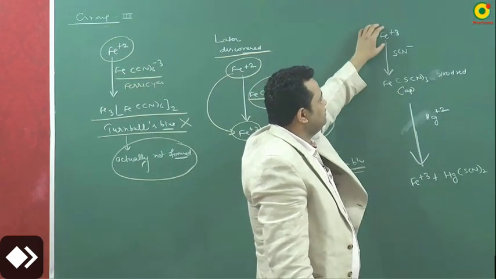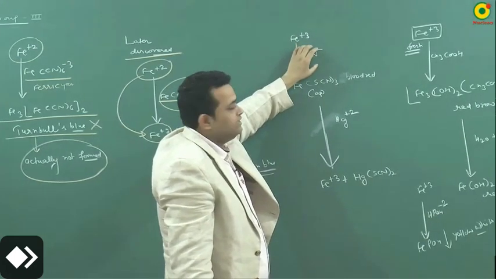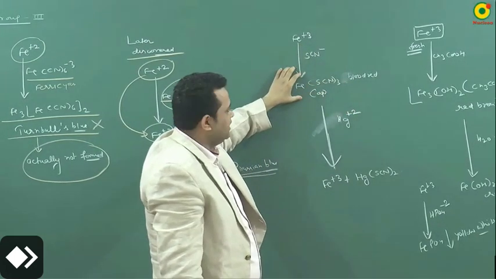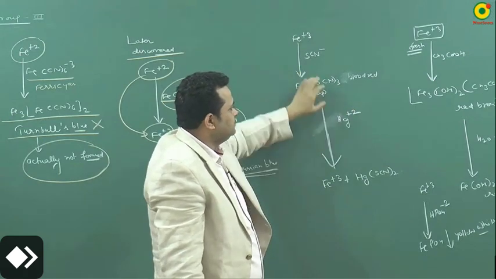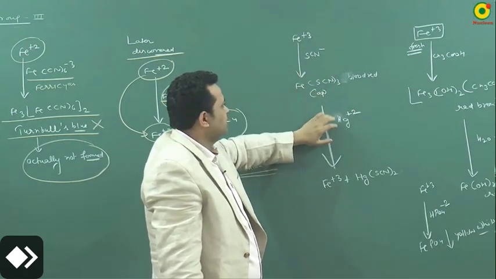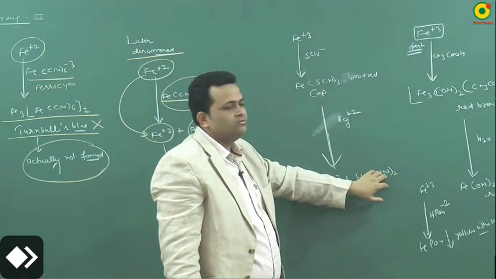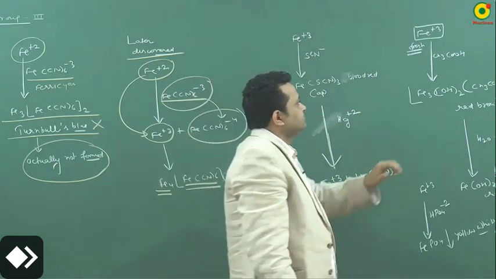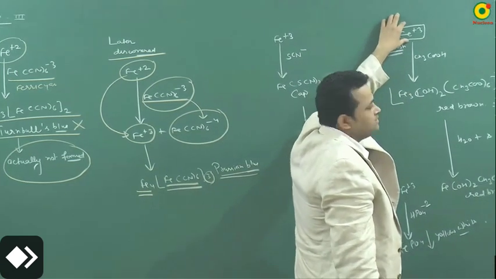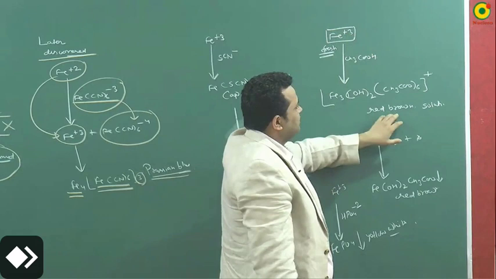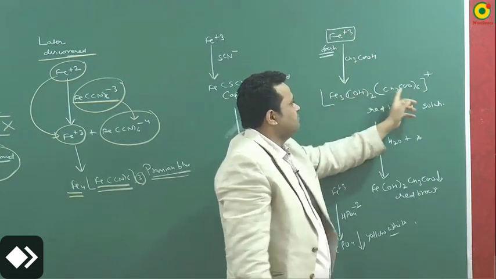The next reaction, Fe+3 combined with thiocyanate ion, forming a blood red solution of Fe(SCN)3 aqueous. If we combine this solution with Hg+2, then Fe+3 ion is formed along with Hg(SCN)2. Freshly prepared Fe+3 solution, when acidic solution is added, it gives a red-brown solution of this formula.